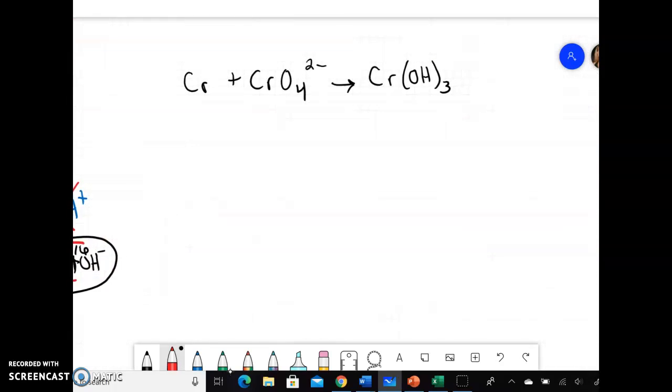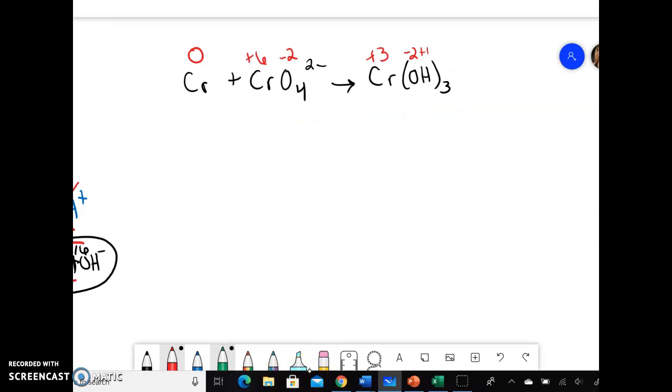All right, let's go ahead and do our oxidation numbers. This chromium does not have a charge, so it's going to be a charge of 0. Over here we've got -2 for oxygen, times 4 is -8. We need it to equal -2, so chromium is going to be +6. Over here we have hydroxide, so -2 for oxygen, +1 for hydrogen. Hydroxide is -1 times 3 is -3, so in this case chromium is going to be +3.